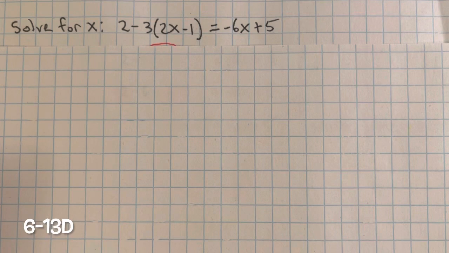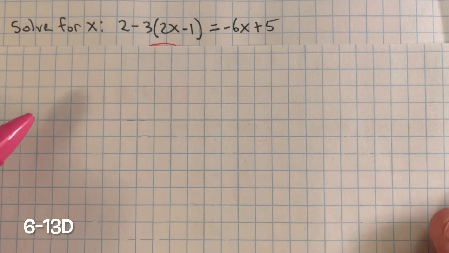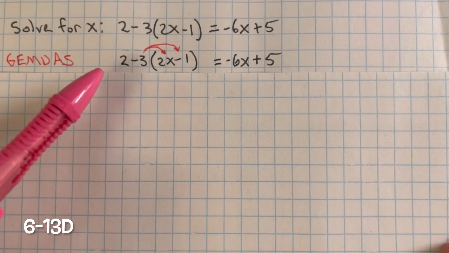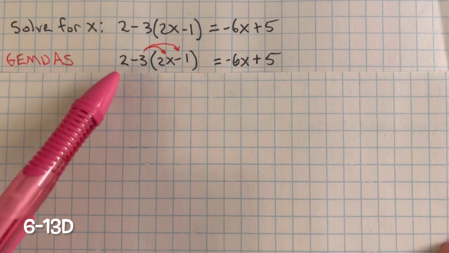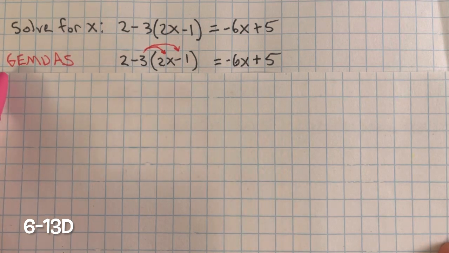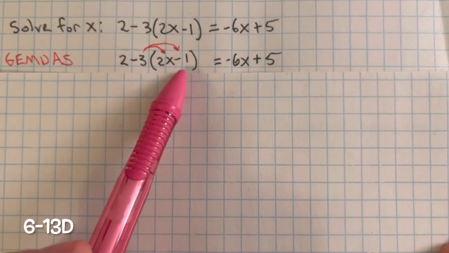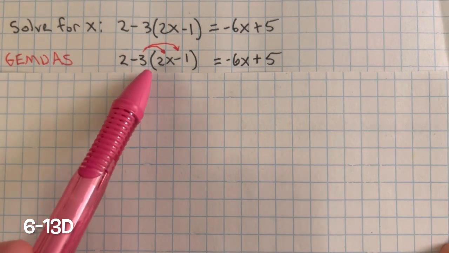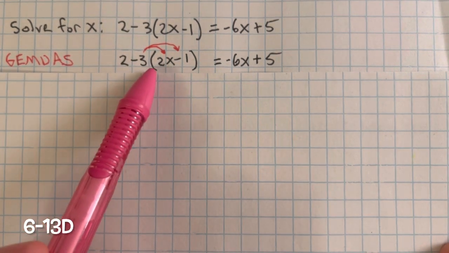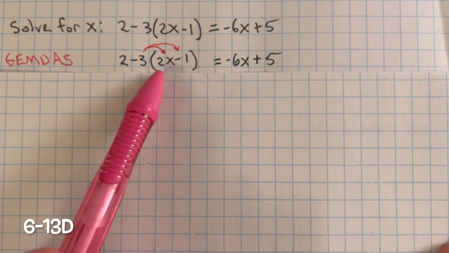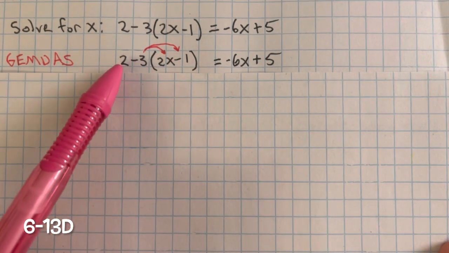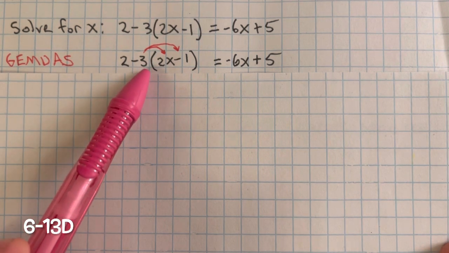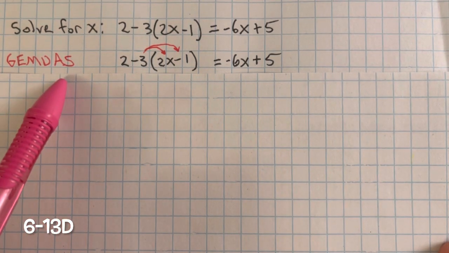For problem D, we're solving for x. Now, we want to simplify the left side of the equation. And remember GEMDAS, we have to do grouping first, but there's nothing inside the parentheses to simplify, no exponents. Then we're doing multiplication and division from left to right. So -3 multiplied by the quantity of 2x minus 1. We have to do that first before we do addition and subtraction. So you can't do 2 minus 3 first. You have to follow the order of operations.